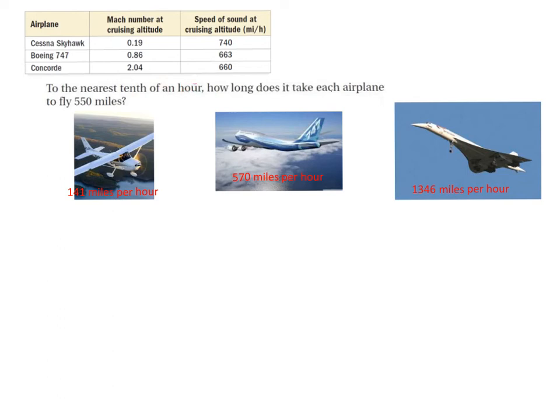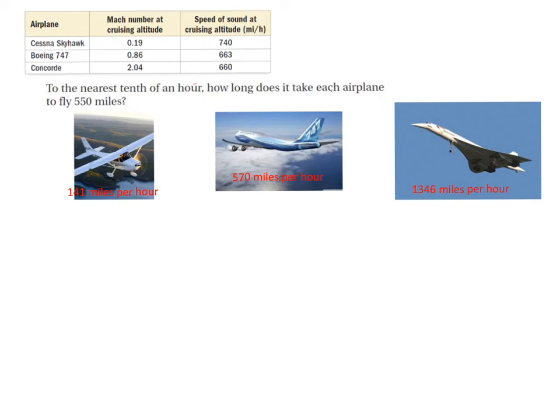It's the very same thing. But now it says to the nearest tenth of an hour. Remember, to the nearest tenth of an hour is what your answer is going to be given in. That's the first decimal place, of course. How long does it take each airplane to fly 550 miles per hour? Well, we know the Cessna is 141 miles per hour. We just calculated that no more than a few minutes ago. We know the Boeing is 570 miles per hour. We just calculated that a few minutes ago. And then most recently we saw 1,346 miles per hour is, of course, the Concorde.